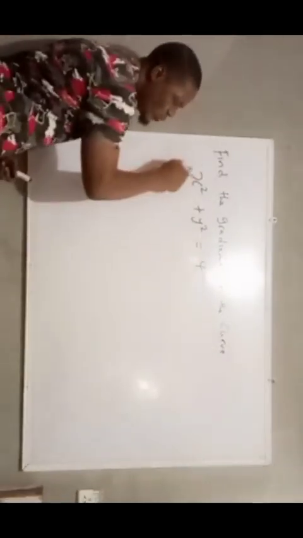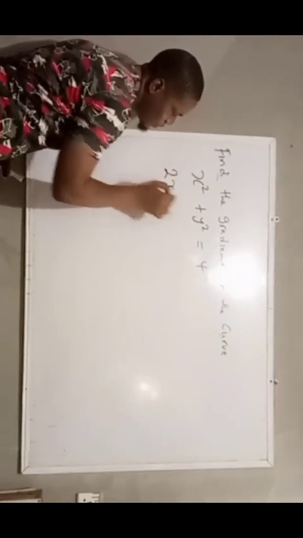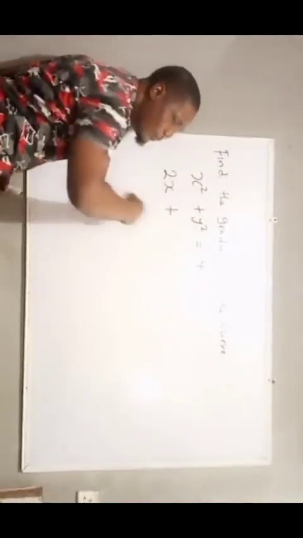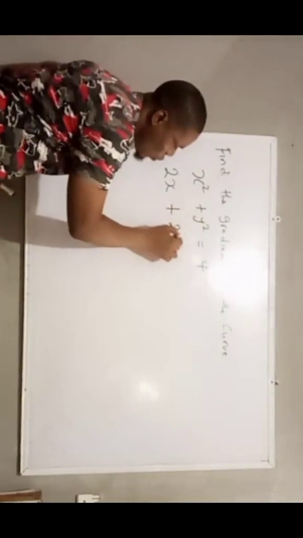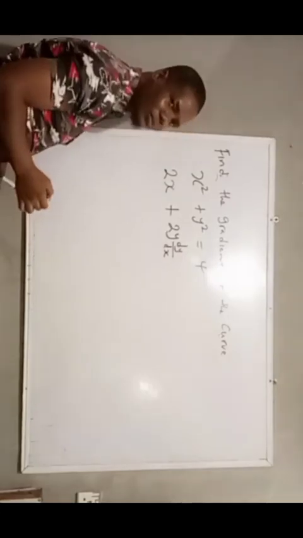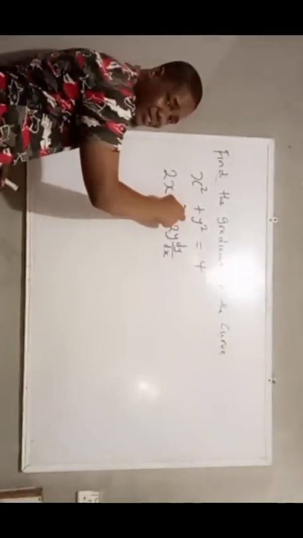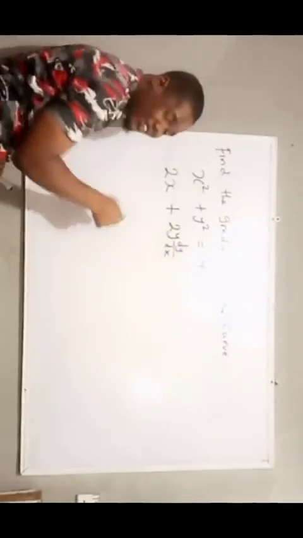If I want to differentiate x squared with respect to x, the answer here will be 2x. Now, I am supposed to differentiate with respect to x, but I have y. But I can't leave the y like that. I must differentiate the y. So when I'm differentiating, here will be 2y dy over dx. Because why is it dy over dx? Because I'm not differentiating with respect to y, so the dy dx must come in, showing that I'm supposed to differentiate with respect to what?